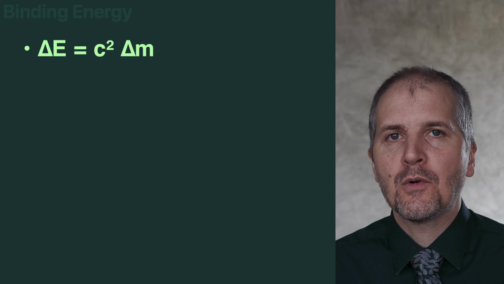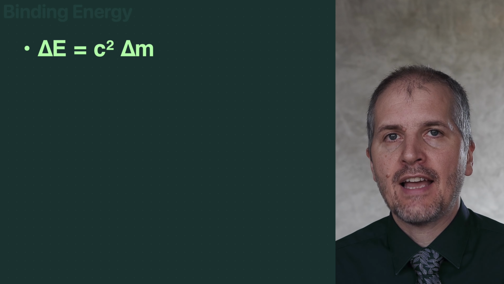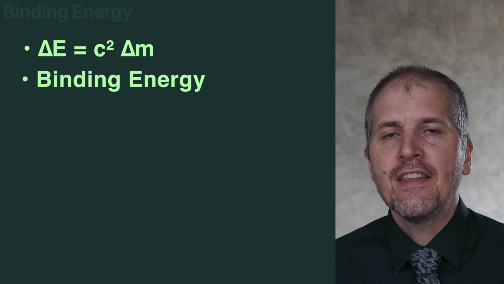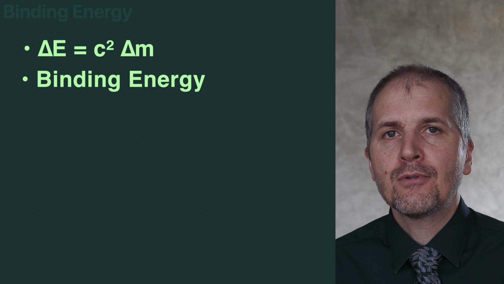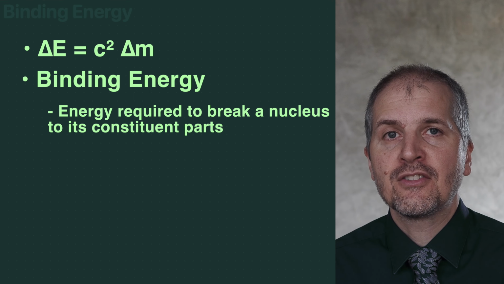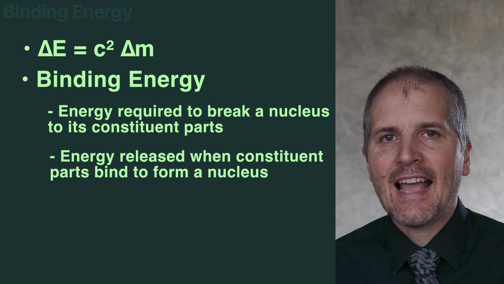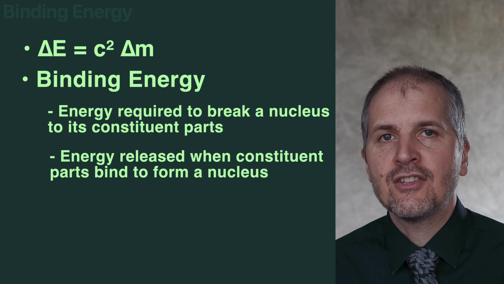In the last lesson video on mass defect, we looked at the origin of delta M in the equation delta E equals c squared delta M, and then we moved on to understanding the delta E itself, being the binding energy, the energy required to break apart a nucleus into its constituent particles, but also the energy released when the constituent parts come together and bind to form a nucleus.